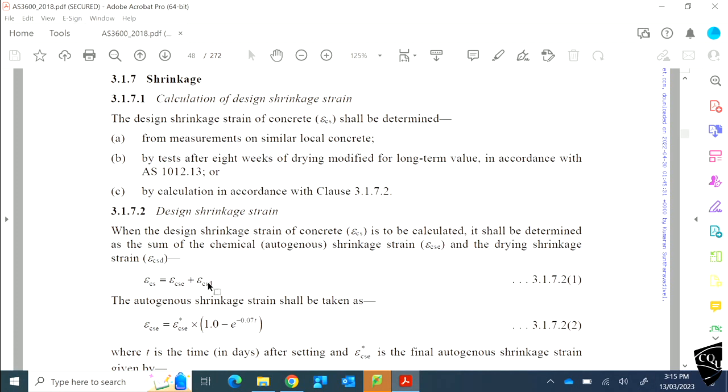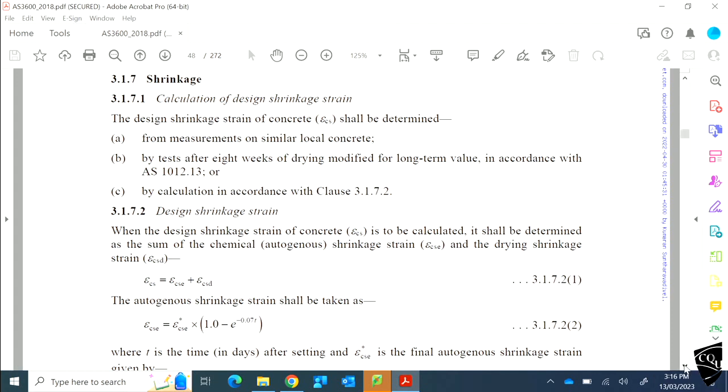But the drying shrinkage will start from day 0, and it will increase as time goes. In the first few days the drying shrinkage might not be very significant compared to chemical shrinkage, but after that the drying shrinkage becomes more dominant. The chemical shrinkage is given by this equation.